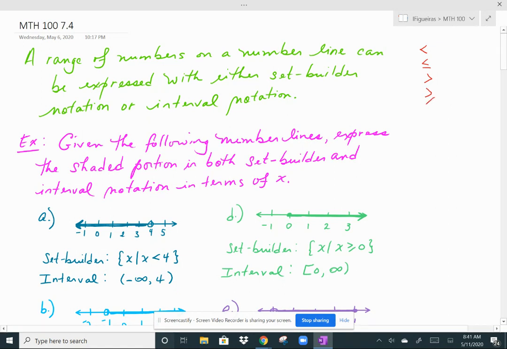Okay, but before we can actually solve them, we have to learn how to represent the answers properly. And there will be two different kinds of notation. First one is called set builder notation, and the second one is called interval notation. So we're going to use those notations before we solve.